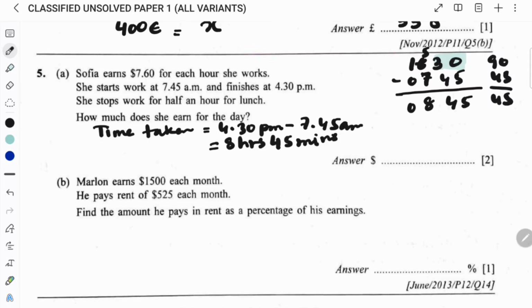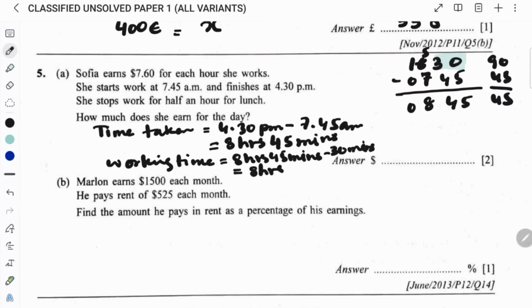All right, so it means that she didn't work for 30 minutes. So working time will be equal to 8 hours 45 minutes minus 30 minutes. 45 minutes and 30 minutes, you know, subtract whenever you will be getting 15 minutes. This is the working time. Okay, how much does she earn for the whole day?